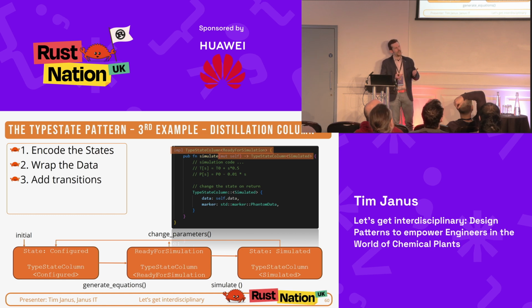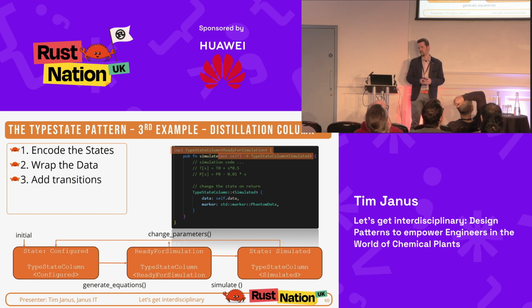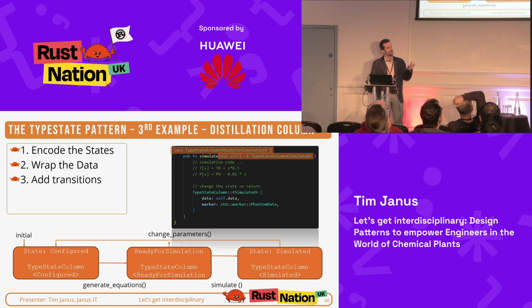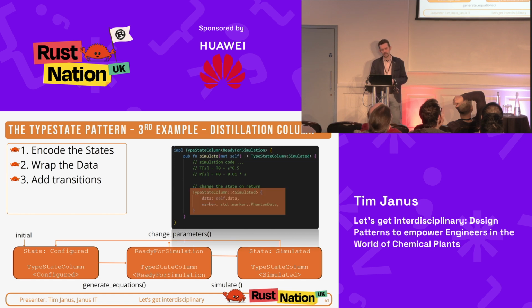And then you can start to add transitions with different implementation blocks. So here really where the magic happens is in the upper line, impl TypeStateColumn, and then you choose the ReadyForSimulation state, and in this implementation block you implement simulate. And I also mark the signature of simulate here because it consumes self and returns another type which is just different in the generic parameter, in this state parameter. And yeah, here we generate the return value. So it's just moving our data to another instance.